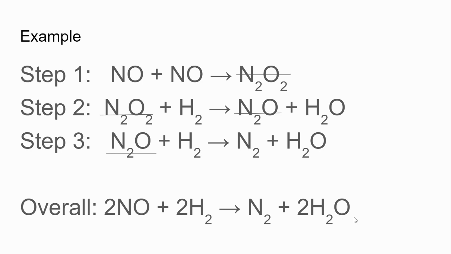This particular reaction does not have a catalyst. There is nothing that shows up on the reactant side first. So NO, nitrogen monoxide, shows up on the reactant side first, but it does not appear anywhere on the product side. We have hydrogen, H2, that appears first on the reactant side, but again, it does not appear anywhere on the product side. So there is no catalyst in this particular reaction.